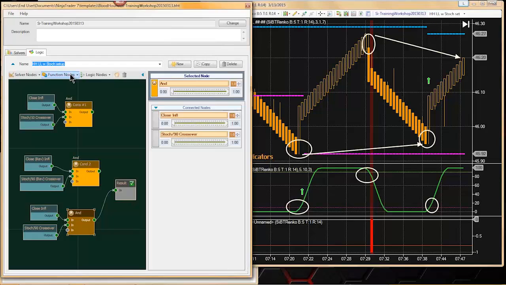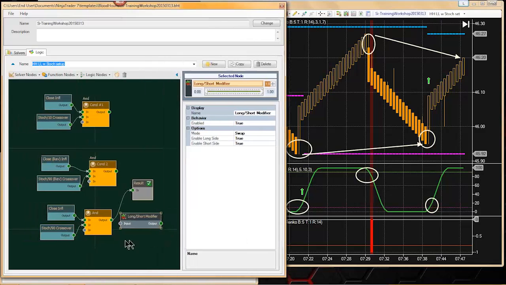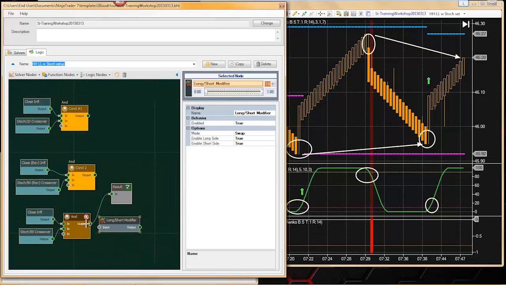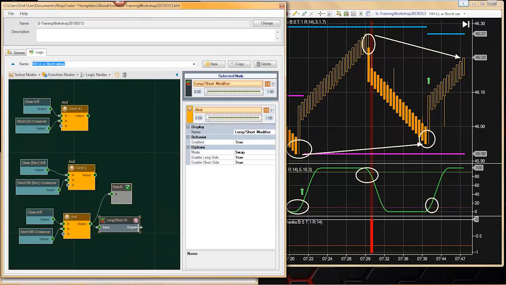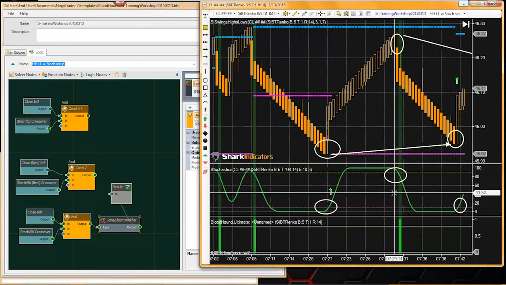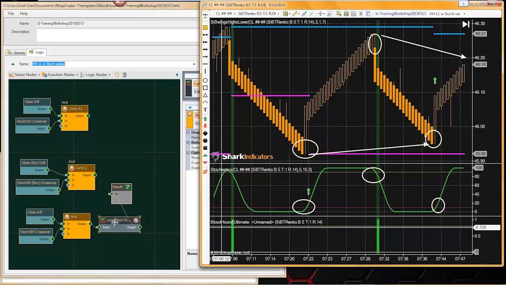So now what we want to do is reverse that output. There's two ways I can do this. I can use the inverter, or I can use the long-short modifier. It doesn't really matter which, but the long-short modifier is already set up to do that without having to change anything. So if I plug that in, connect that to the result, bingo, we can see the output is reversed for us automatically.